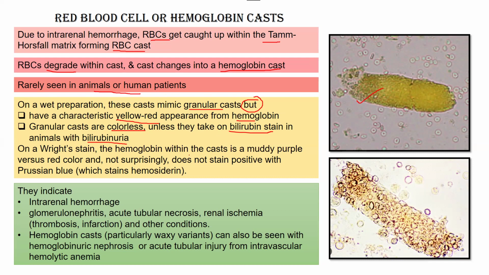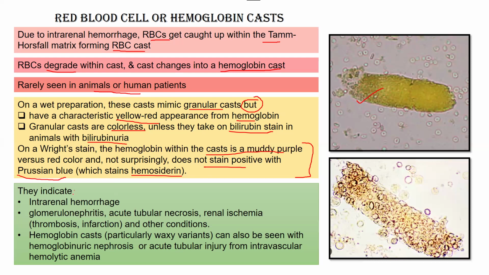On a Wright stain, the hemoglobin within the cast is muddy purple. Let me tell you that this point is not that important, but I have still mentioned it here, because if you are not a student going to give an exam but are working in a lab, you should be aware that using Wright stain, the hemoglobin cast is a muddy purple rather than red in color. And not surprisingly, if you stain it with Prussian blue, it is not going to give you a positive result, because Prussian blue normally stains hemosiderin. So that was this point.